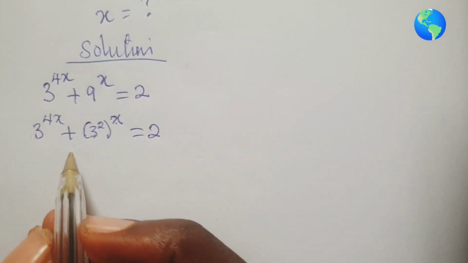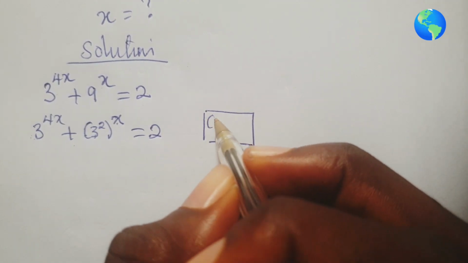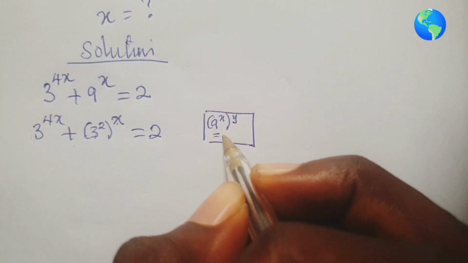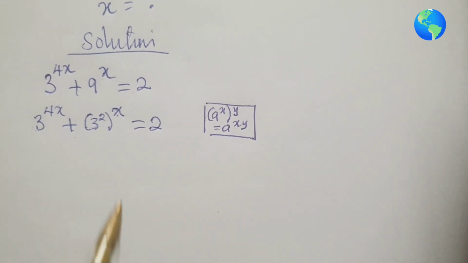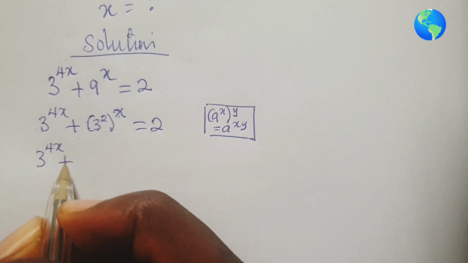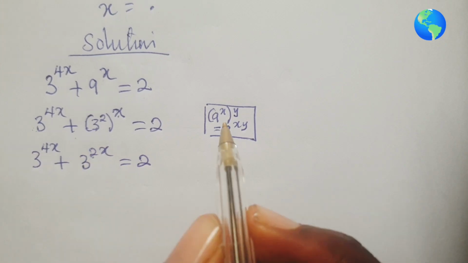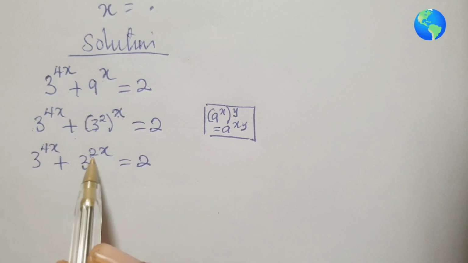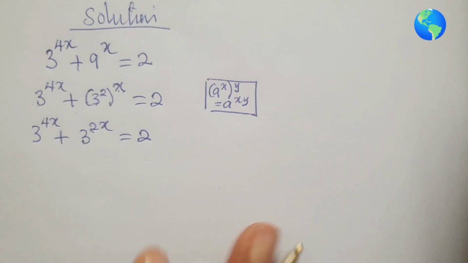Next, I recall from the rule of indices that if I have a to the power of x, all to the power of y, this is nothing but a power xy. I want to do a similar thing here. So this portion now is 3 power 4x plus 3 raised to power 2x equals 2. You know how I got this, right? It's from this rule: 2 times x gives me 2x. You see clearly I have something that looks common here. They look alike at the moment, so there's something I would want to do here again.